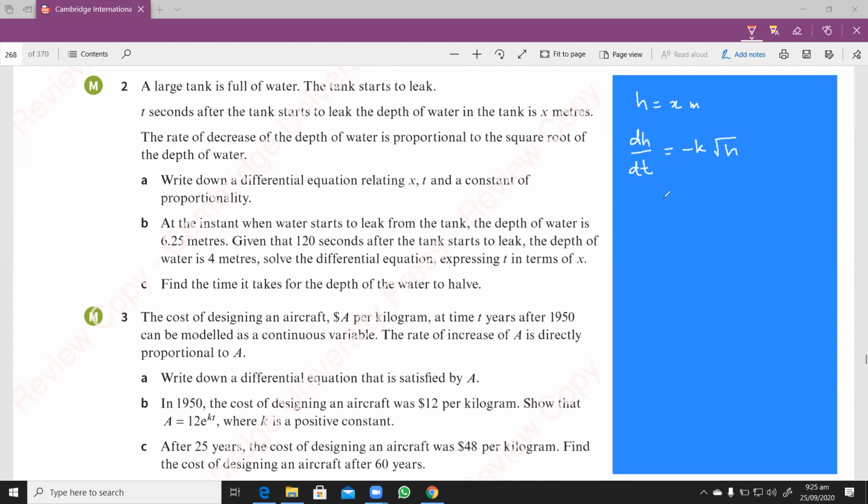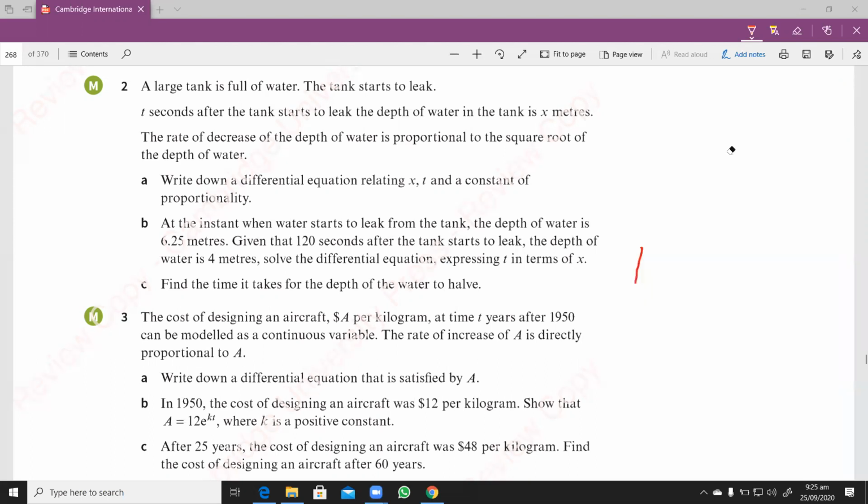Okay, so it says the rate of decrease of depth of water is proportional to the square of the depth of water. Write a differential equation. Now it says in x, so then I should change this. I should be writing here. Oh, everything is gone. Let me draw that quickly again.